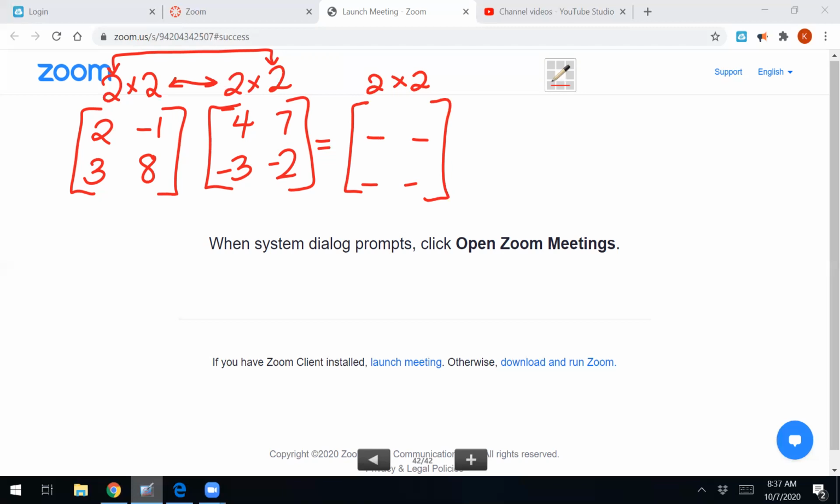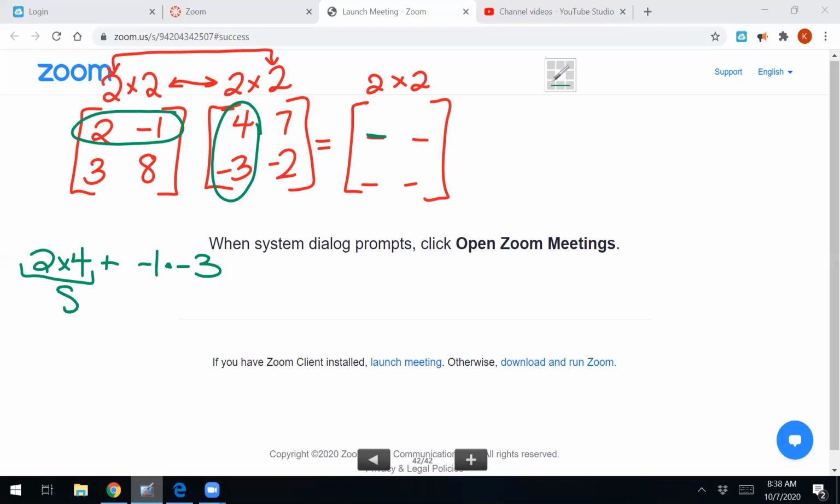So this location is row 1, column 1. So I'm multiplying row 1, column 1. So you're multiplying the first one by the first one. So 2 times 4 plus the second one times the second one. Okay, so then you do your multiplication. 2 times 4 is 8. -1 times -3 is +3. 8 plus 3 is 11. Does that make sense?